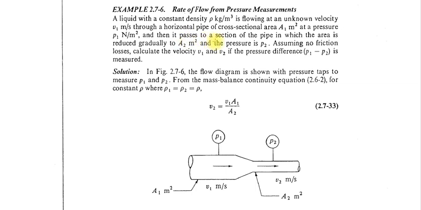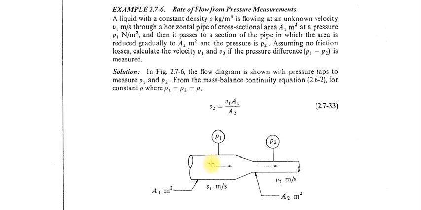And then it passes to a section of the pipe in which the area is reduced to A2. So here you reduce the area to A2. The pressure becomes P2 and the velocity goes from V1 to V2. Now you have to just calculate the value of V2 in terms of pressure difference. So for that, first we substitute the value of V1 in terms of pressure difference, suppose.